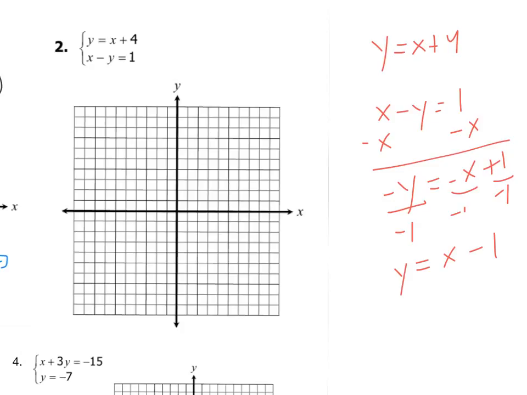Oh, I didn't mean to do both of them in red. I'm sorry. I'll just change. This one was supposed to be in blue, which is my second equation. I got carried away.